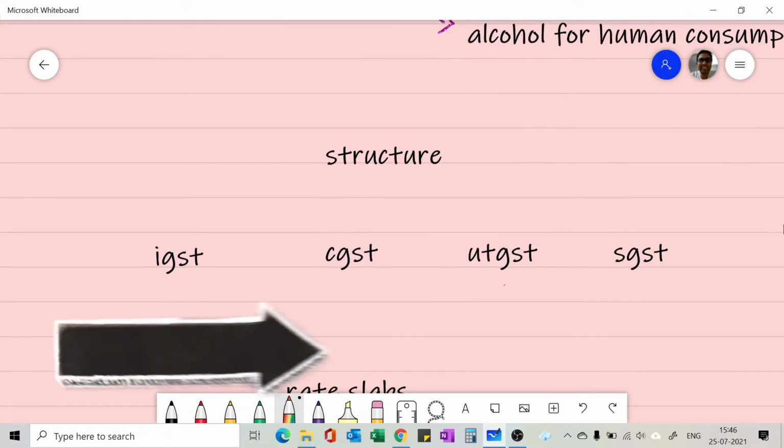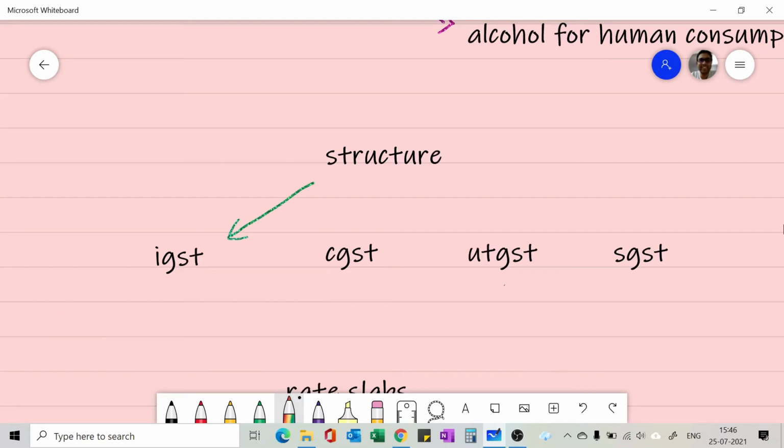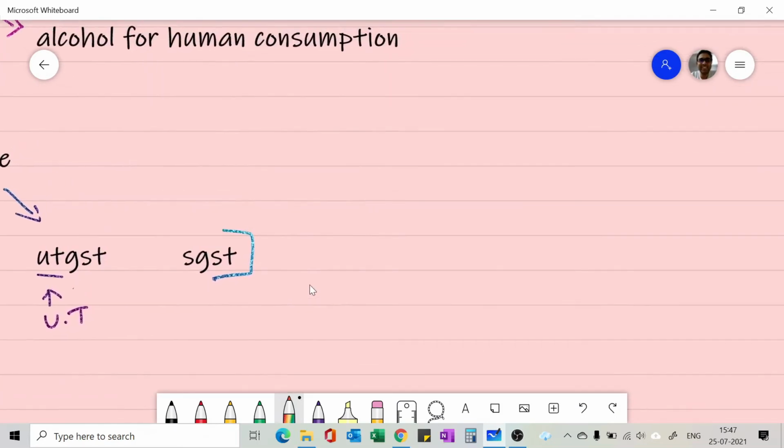Now, let us understand the brief structure of GST implementation. IGST is for interstate movement of goods. CGST, UTGST and SGST are for intra-state movement, that is, within the state movement of goods and rendering of services. UTGST is mainly for union territories.